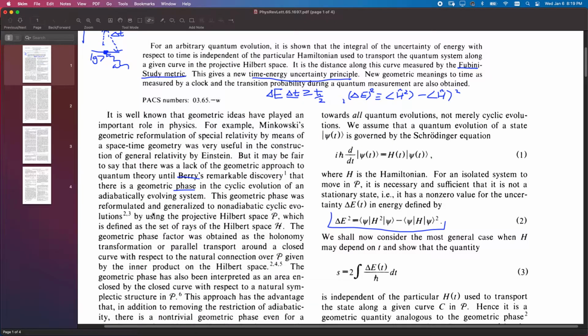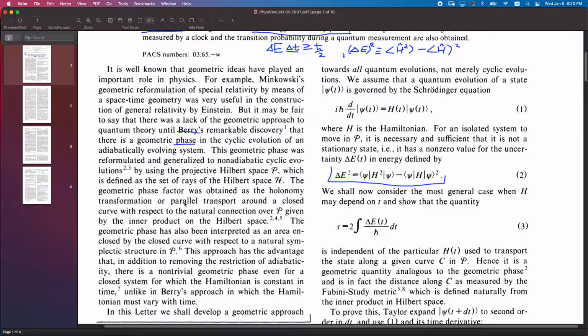This geometric phase was reformulated and generalized to non-adiabatic cyclic evolutions by using the projective Hilbert space, P, which is defined as the set of rays of the Hilbert space, H. The geometric phase factor was obtained as a holonomy, the holonomy transformation or parallel transport around a closed curve with respect to the natural connection over P given by the inner product in the Hilbert space.